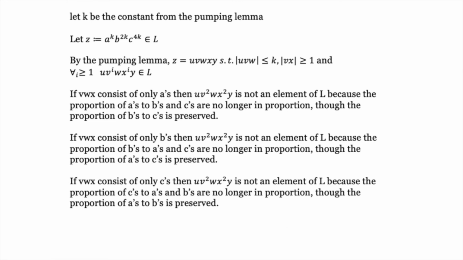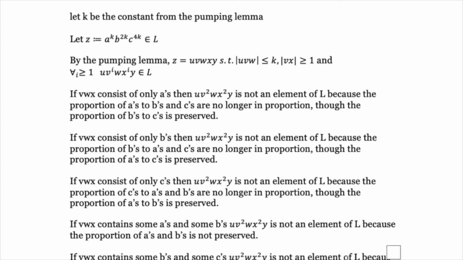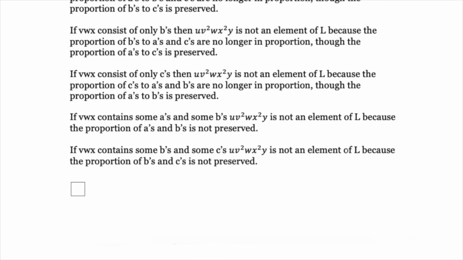If v, w, and x contained some a's and some b's, then pumping this word would also not be an element of L, because this time the separation of a's and b's and c's is not preserved. We may have a block of a's, a block of b's, followed by another block of a's and another block of b's before ending the word with a block of c's. If v, w, and x contain some b's and some c's, then similarly, pumping this word will also not be in the language L, because this time we may have a block of a's followed by a block of b's, a block of c's, another block of b's, another block of c's before ending with a block of c's.